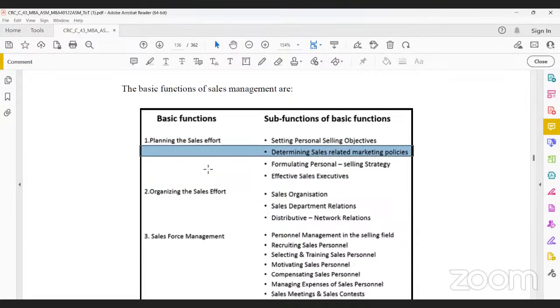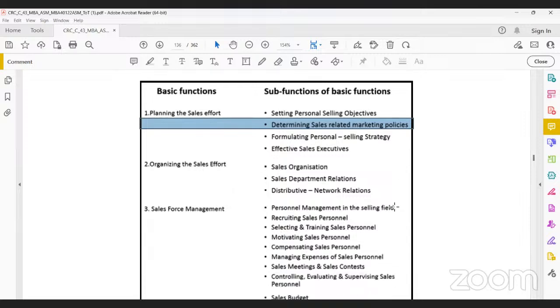The second function of sales management is organizing the sales efforts. So planning, then organizing this sales organization. Determine department relations within the organization, and a distribution network system is required. If the company has a good networking system like Amazon, they can easily retain customers and add new customers also, and a good logistics system is also required.